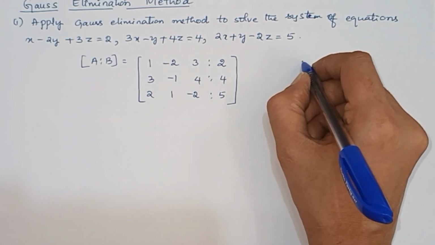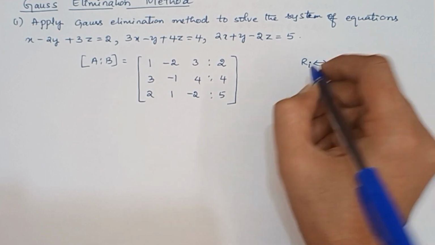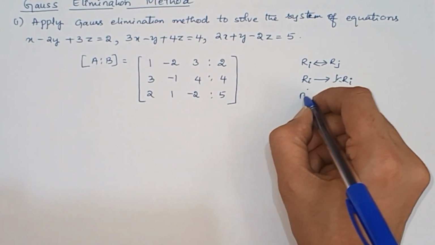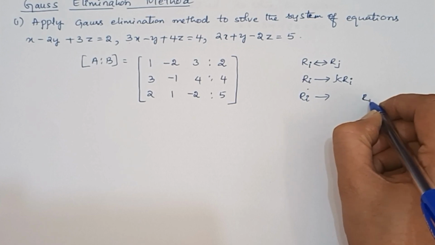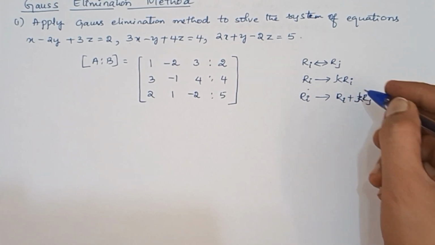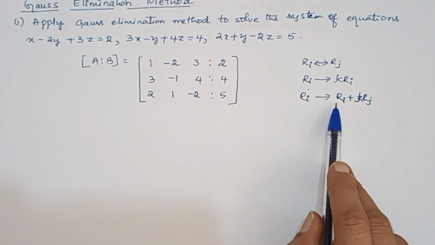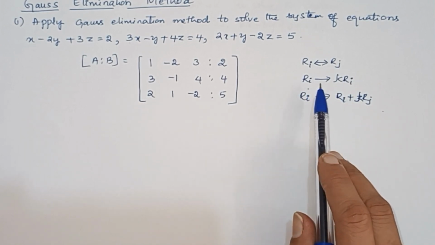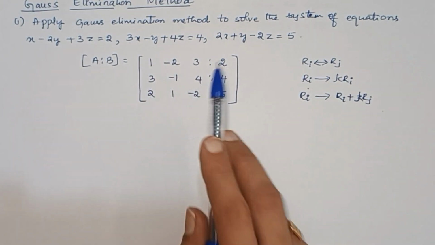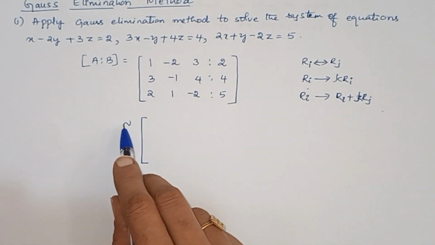There are three types of elementary row operations. One is interchanging any two rows or any two columns, then multiplying any row by a non-zero scalar k, then multiplying a row by a non-zero scalar k and adding it to some other row. These are the three row operations available. Now you have to make use of these three operations, any one operation or combination of operations, to convert the matrix A into an upper triangular matrix. So the equivalent matrix obtained after the conversion is written like this.